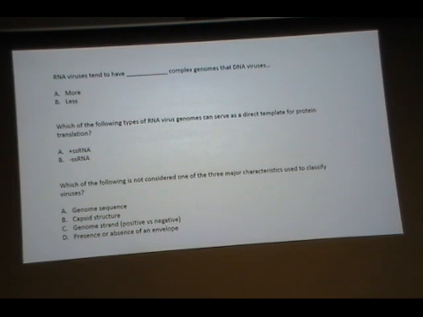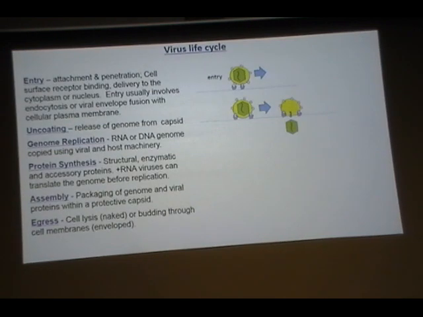Which of the following is not considered one of the three major characteristics used to classify viruses? The genome sequence, the capsid structure, the strandedness, is it positive or negative, or the presence or absence of an envelope? Genome sequence. Genome sequence, right. So the big three: capsid structure, strandedness and envelope or not. All right, so those are some just basic concepts that we've already covered. Okay, what about the virus life cycle?